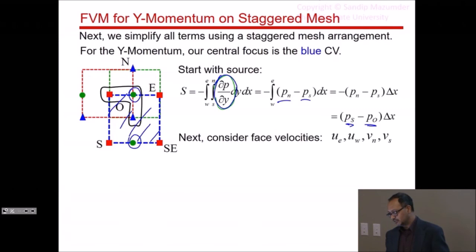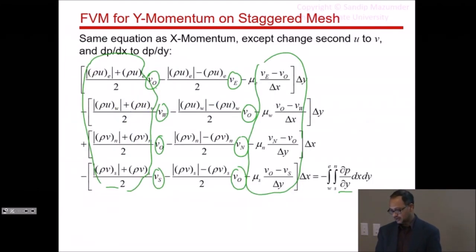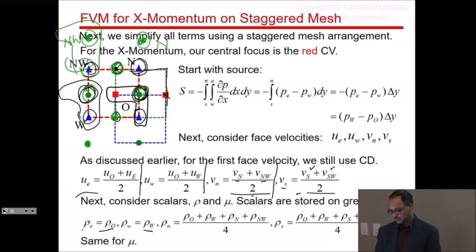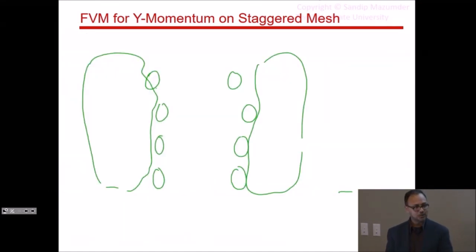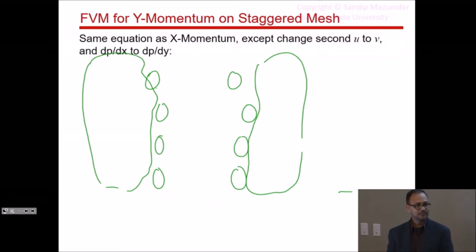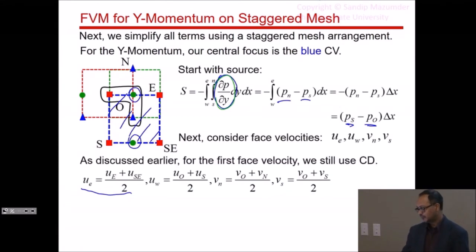Next we consider all the velocities. This is where you see things start changing. If you look at this expression versus what I had 2 slides ago, they're different. It's not the same expression. So whatever code you wrote for the x momentum, you can't use that for the y momentum. You have to write it separately now. Because the grid is staggered, these expressions are different.